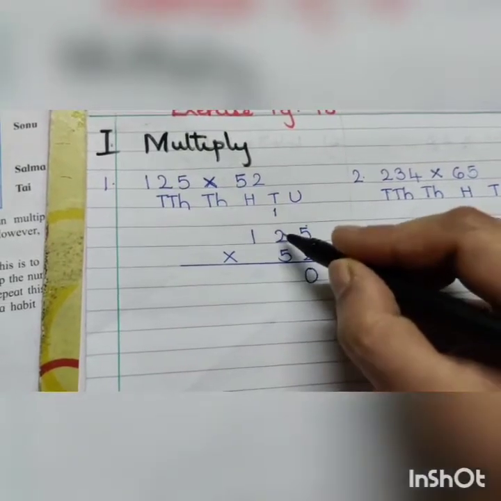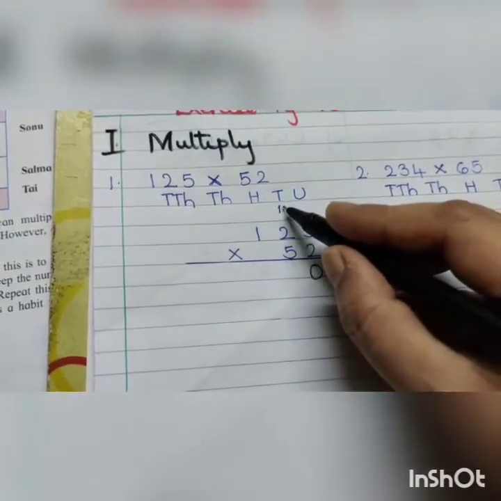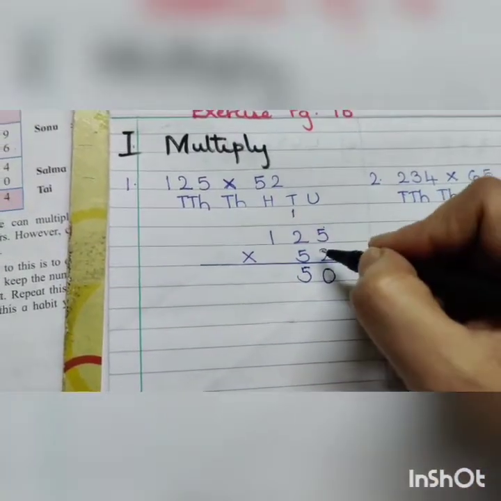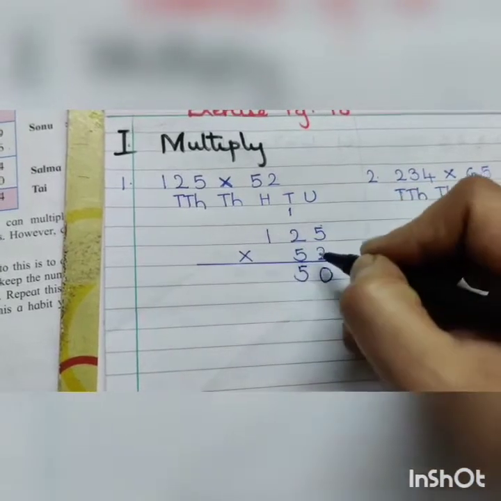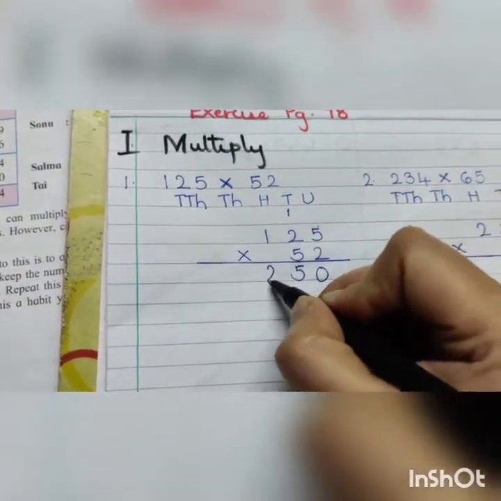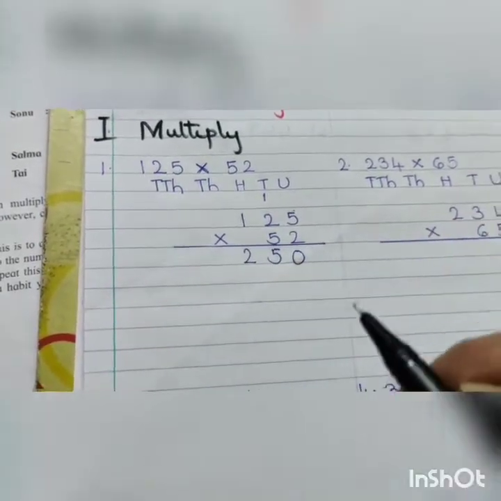Now, 2 multiplied by 2 tens. 2 2s are 4. 4 tens and 1 carried over tens is 5. So, we write here 5. Correct, students? 2 1s are 2 into 100. That's 200, no? So, what is your 125? 125 multiplied by 2 is 250.